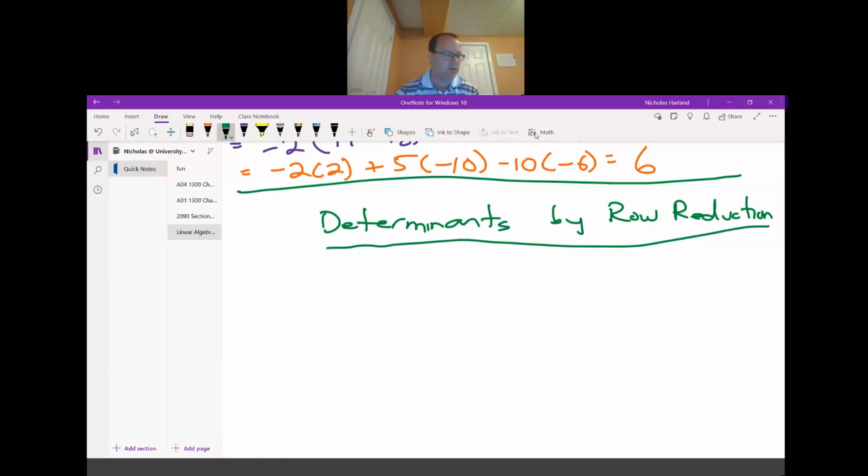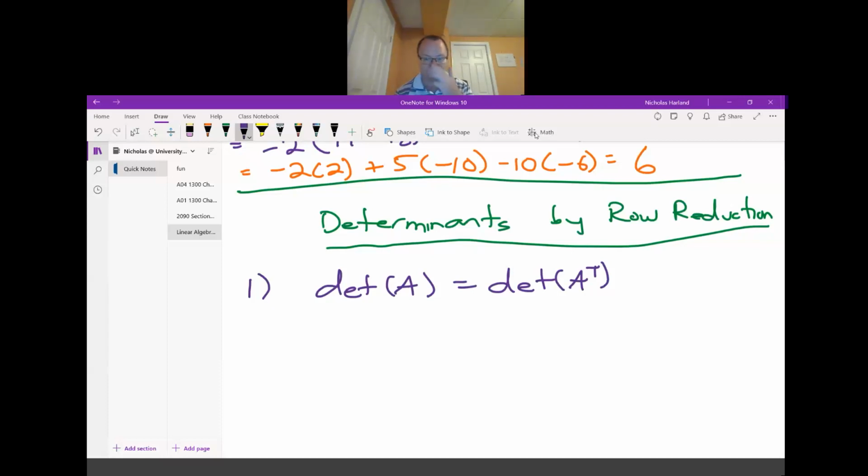So the first thing to note is one interesting thing that works for determinants and determinants alone. Property 1: the determinant of A is equal to the determinant of A transpose. And if you remember, if we're using cofactors to compute a determinant, we can expand along any row or any column, which means it's not much of a surprise, or shouldn't be, that if you switch the rows and columns, it doesn't do anything to the determinant.